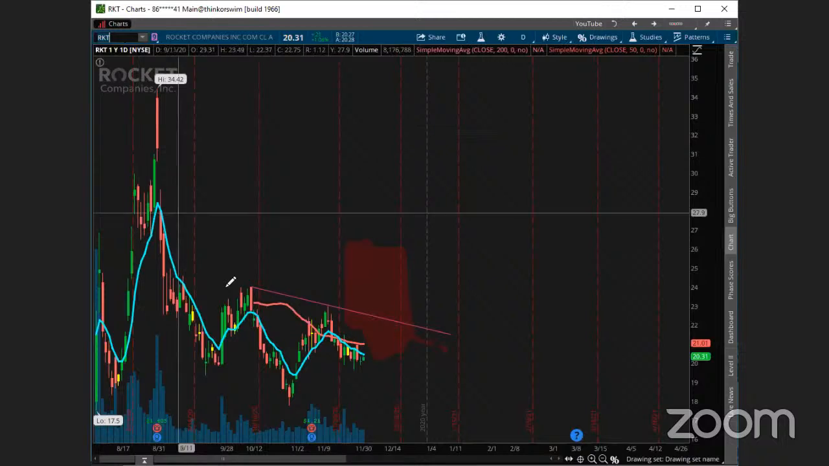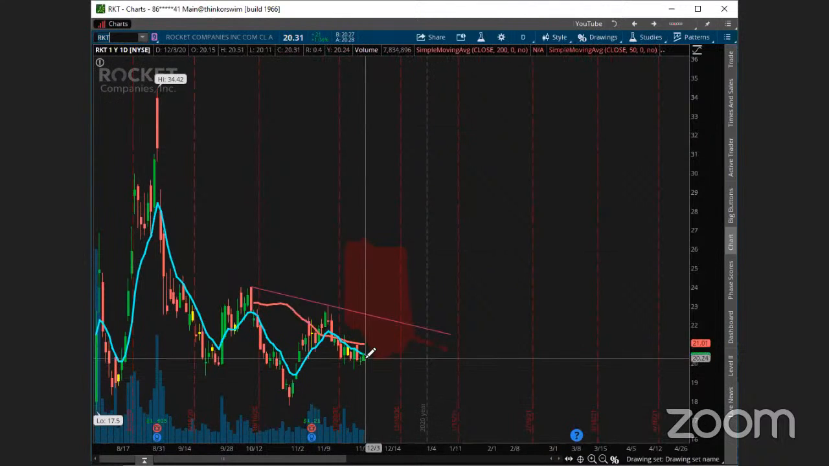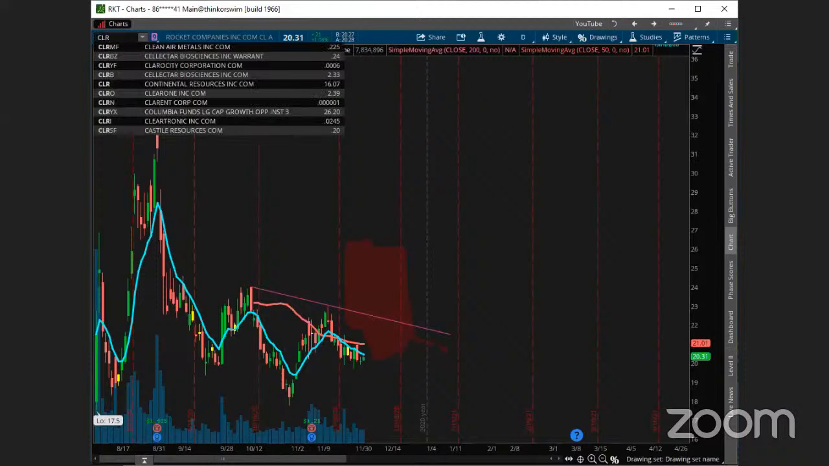RKT, we were thinking it might take a doji sandwich down yesterday, but it's still below the 80 MA, so still kind of leaning a little bit bearish on it. So we'll see where it goes from there. James, yeah, CLDR.